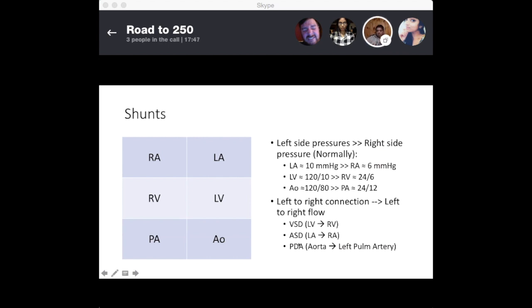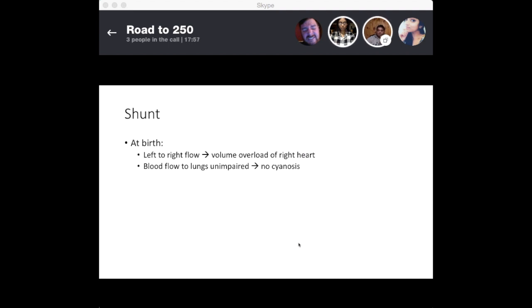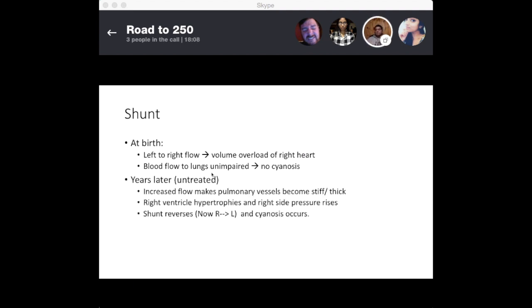So this is just to tell you what we're going to talk about. At birth, your left to right flow leads to volume overload in the right heart. But your heart can compensate. Your heart can accept that large amount of volume. The blood flow to the lungs remains unimpaired, so you have no cyanosis. However, years later, the increased flow makes the pulmonary vessels thick and stiff, and this is when you get right ventricular hypertrophy and the right side pressures rise, and then the shunt reverses and cyanosis occurs.